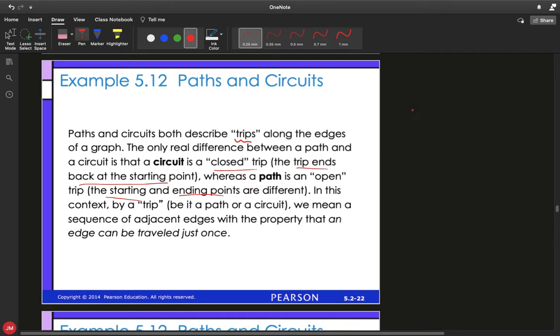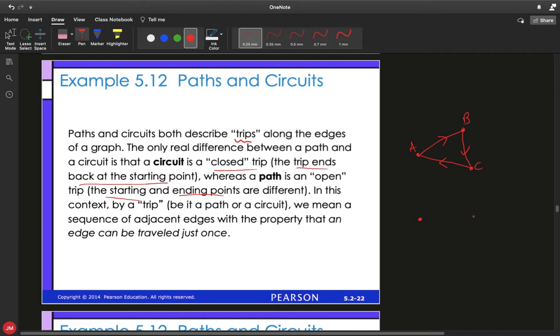So a closed trip, if you were to have, let's say, these 3 edges right here, a very simple graph, maybe let's just think about a triangle, then you could draw a circuit for this triangle by going from this vertex A to B, then from B to C, and then from C back to A. That would be considered a circuit.